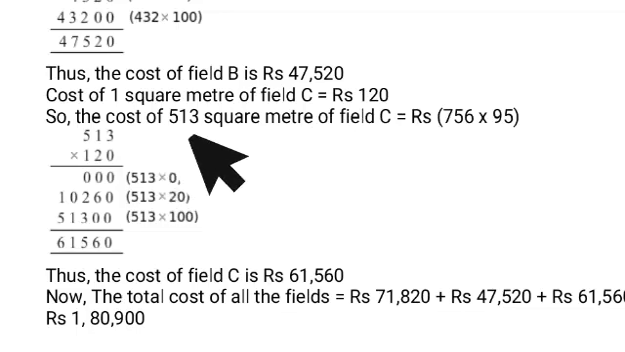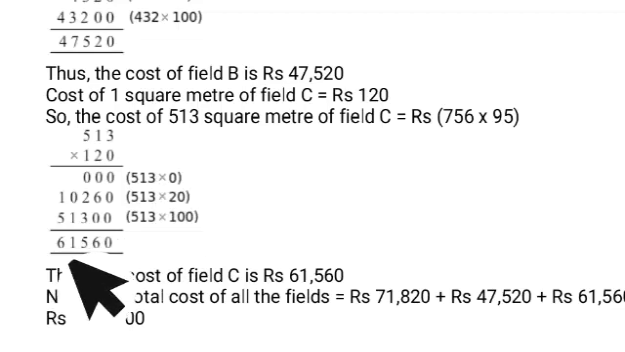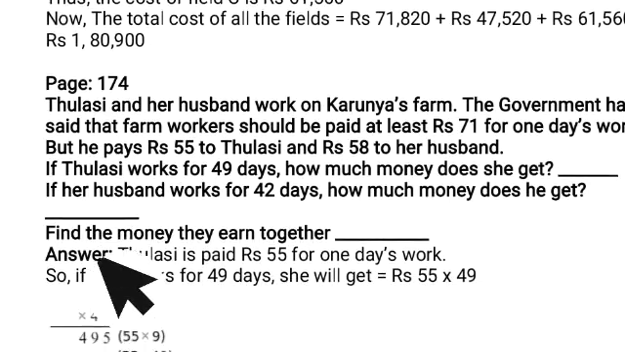In the same way, we will do for field C, the rate is 120 and the area is 513. If we multiply this, try to solve by yourself. We will get the answer 61,560.